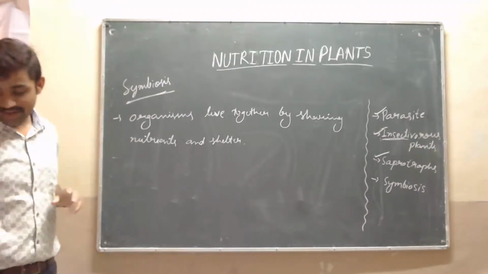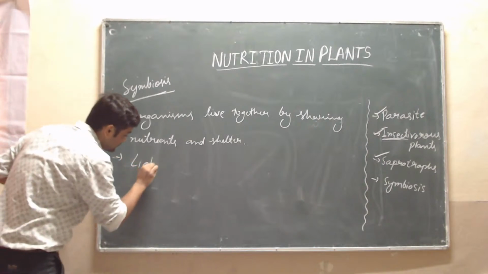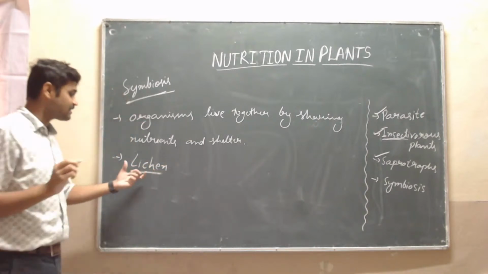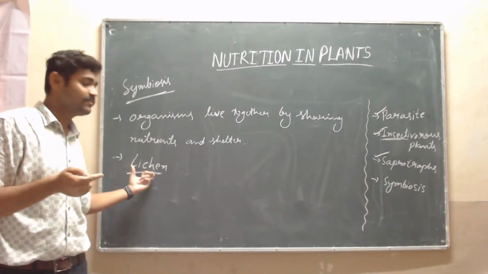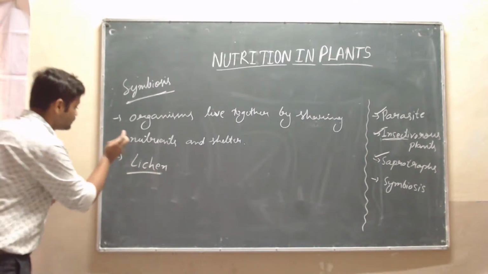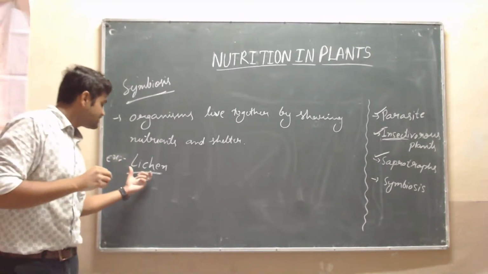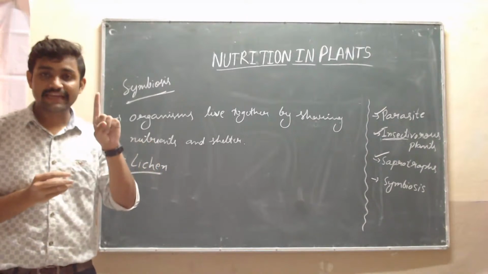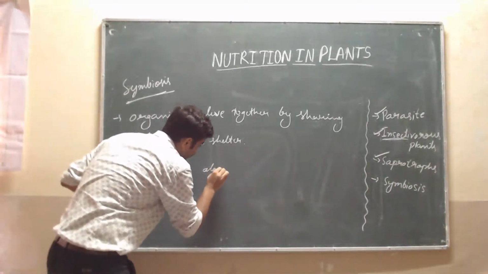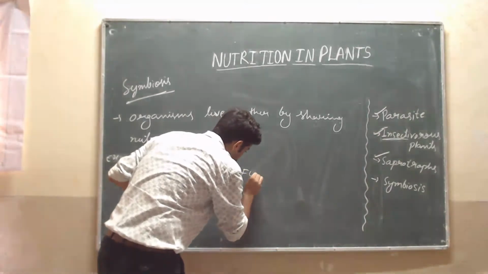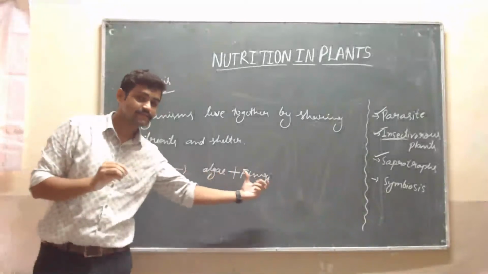See, what is the example for symbiosis? The best example is lichen plant. Sir, in the previous video on acids, bases and salts, the litmus paper comes from lichen, isn't it? This is the example for symbiosis. This lichen is a combination of algae and fungi.